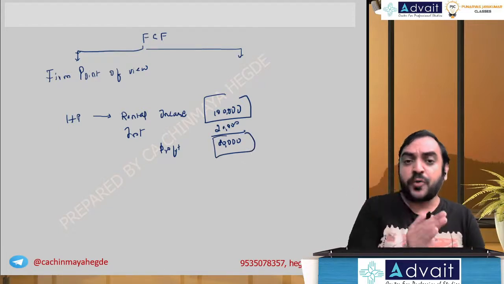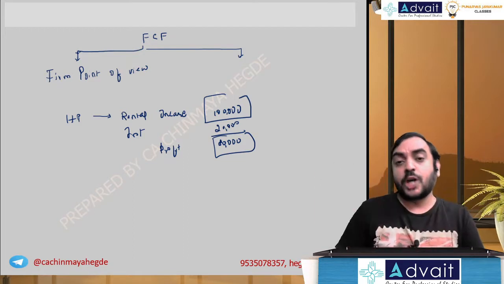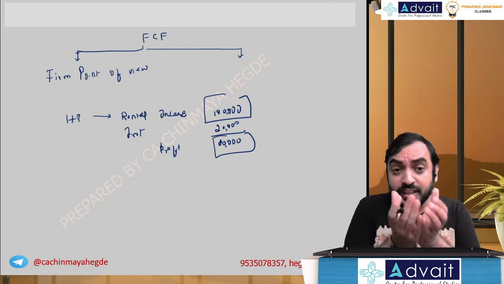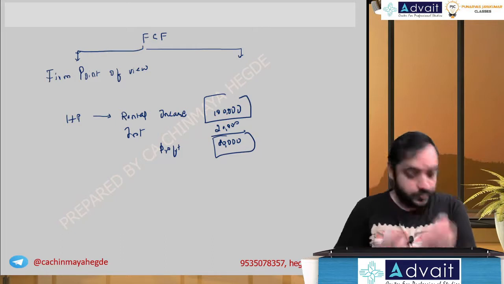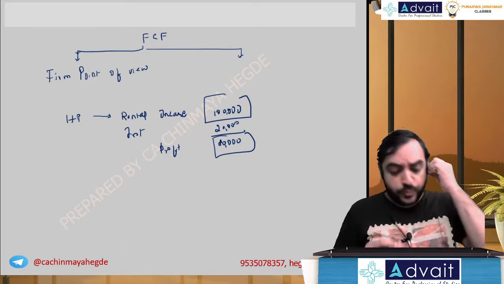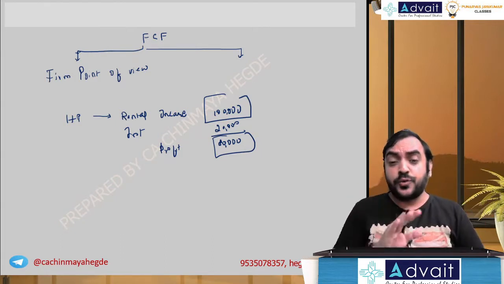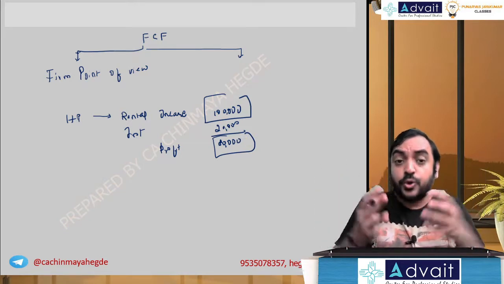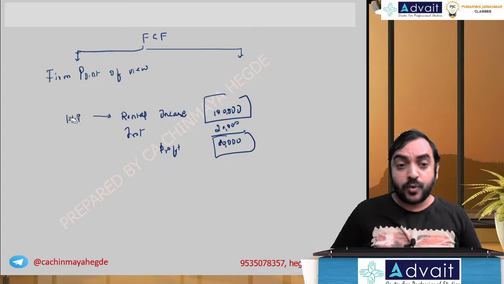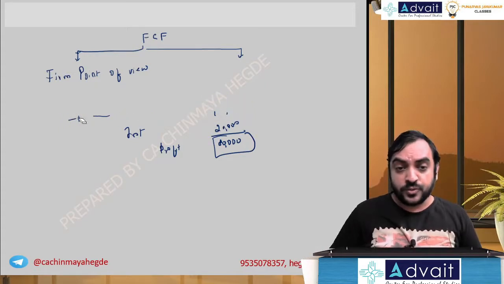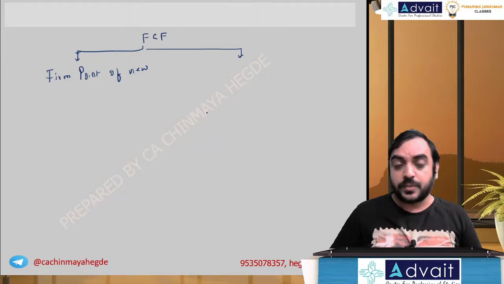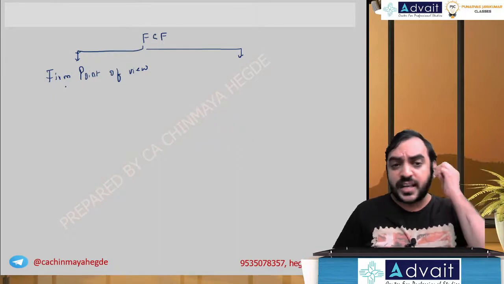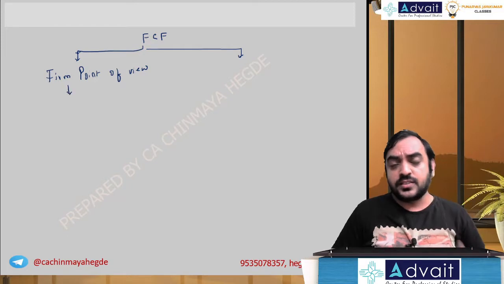So from the firm point of view, interest should not be subtracted. We are purely thinking from the business point of view. We are not making any distinction between debt and equity. Put together, it is capital employed. So from the firm point of view, interest is not an expense. And dividend is also not an expense because they are all considered as payment to capital employed.